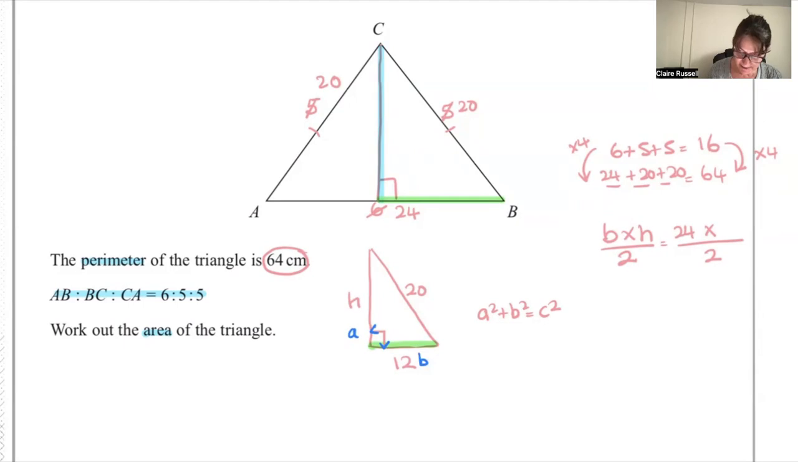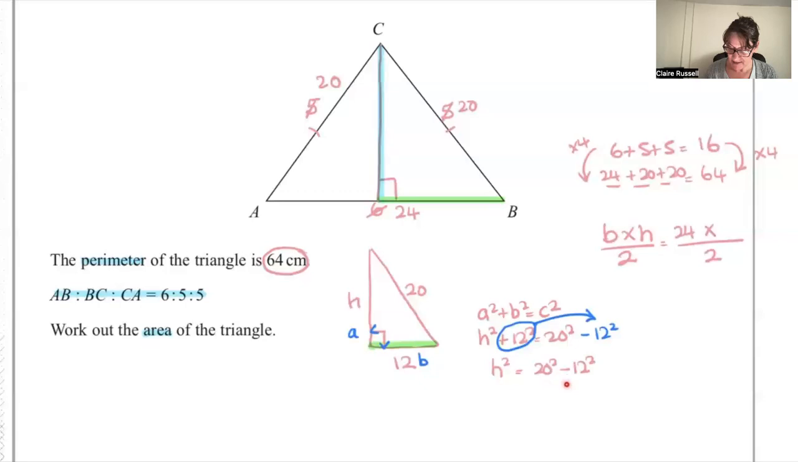So my height could be my A squared plus 12 squared equals 20 squared. I am going to now work to get H, my letter that is unknown, on its own. So H squared will equal 20 squared minus 12 squared. All I've done is pick this up and move it to the other side. It must always land as its opposite as it goes across, okay?